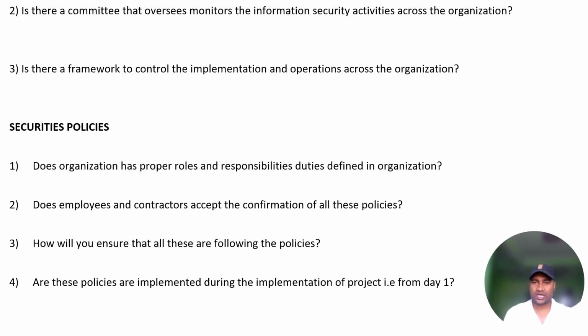Okay. Next control is the security policies. That means what are the certain checks the customer has to verify from the vendor under the security policies. Does the organization have proper roles, responsibilities and duties defined or not? The vendor has to provide the answer. If yes, yes. If no, then what is the reason? Next question, do employees and contractors accept these policies? That means, guys, whatever policies are defined by the vendor, have the employees and contractors accepted them or not? Question number 3, how will you ensure that all follow the policy? That means, guys, are the employees and subcontractors of the vendor actually adhering to these policies or not?